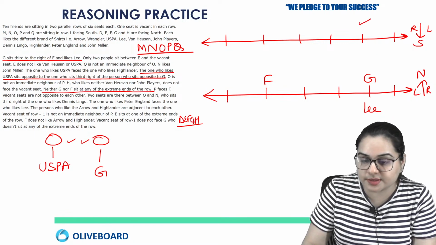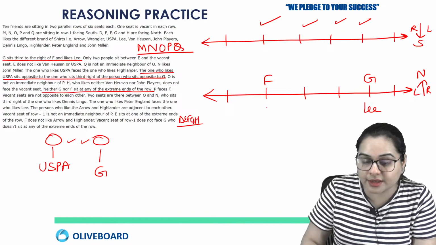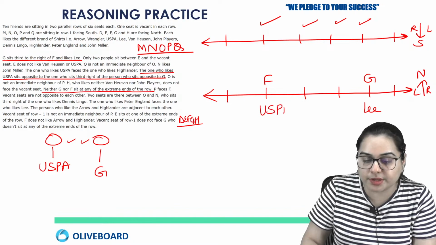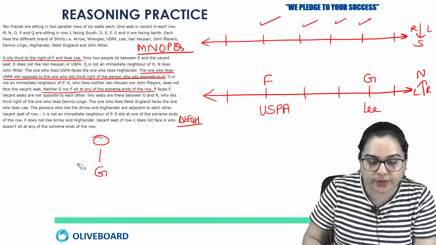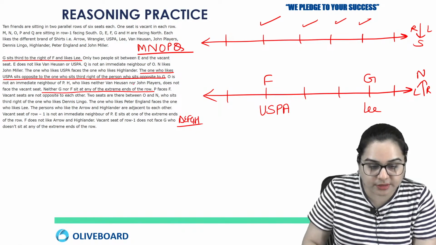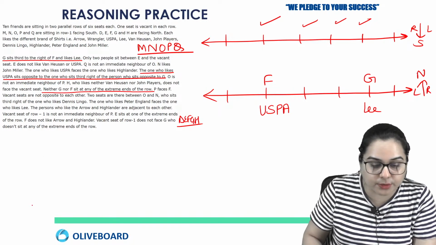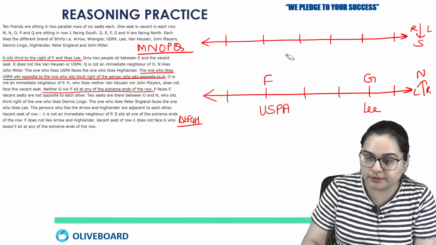So opposite to G is this position, and towards right third position is this, and opposite to this position is the position where F is sitting. So that means USPA will be written on the position of F. Okay, so this clarifies how we are going to fill this USPA. Okay, so any other information that can be filled related to these names that we have already used, that is F, G, USPA or Lee.